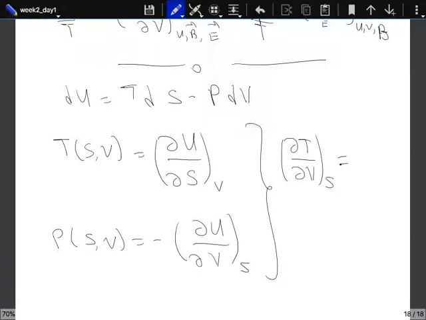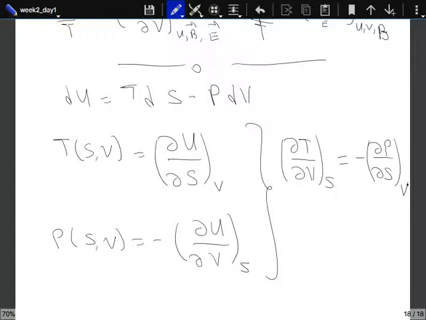But second derivatives, I can always exchange their places. So the second derivative of U with respect to S first and V first is the same as the second derivative of U with respect to V first and then S. But if I take the derivative with respect to V of U, that is nothing but the pressure. So that is minus the derivative of pressure with respect to S at constant volume.